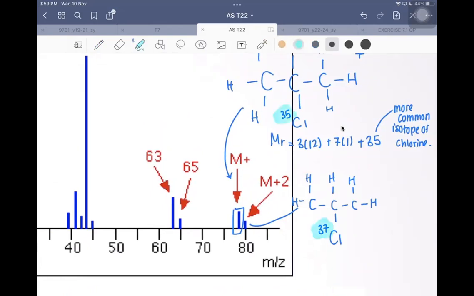If you have 2 peaks at the end of your x-axis and their difference is 2 units, that means either chlorine or bromine is present. If the difference is 1 unit, it's the carbon 12 and carbon 13 isotope. So you have to be careful.